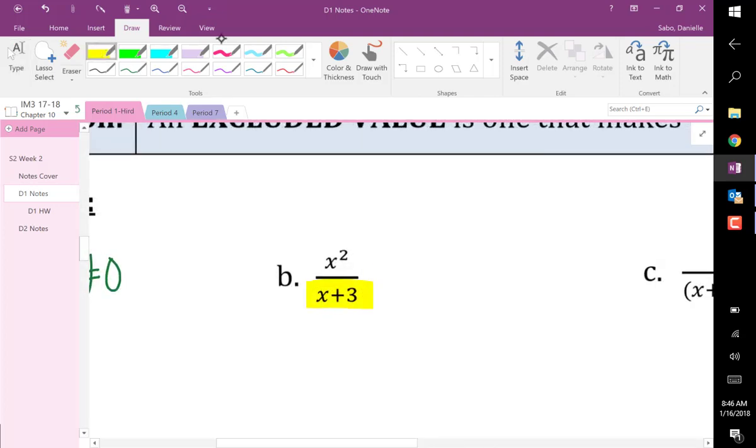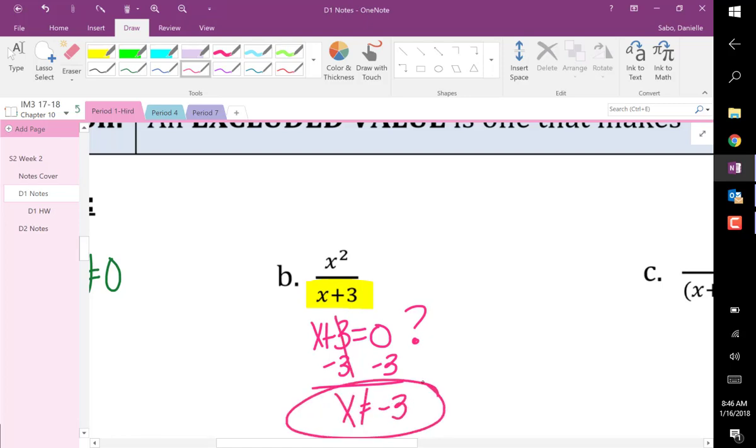What makes x plus 3 equal to 0? You're asking that question. Negative 3, because I'd have to subtract 3 from both sides. So x cannot be negative 3. Some of you might have been able to look at that and say, negative 3, because 3 minus 3 is 0. Okay, if that's you, great. You don't have to show your work for that part, at least for me. But if you didn't know that, set it up to equal 0 and solve.